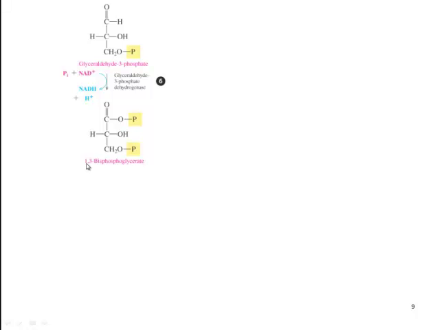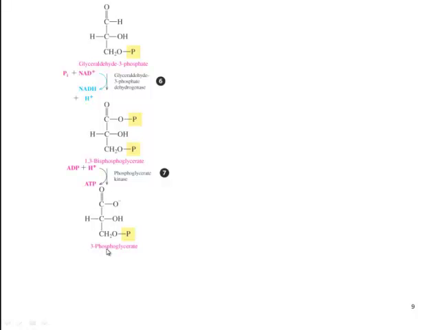The molecule that's generated then is 1,3-bisphosphoglycerate. So 2 phosphates is indicated by the bis-phospho part, and it's glycerate because of the 3-carbon backbone. We then very quickly, from this high energy molecule, can make another ATP molecule through a kinase. So remember, kinases are going to deal with ATPs and phosphates. So the first phosphate that we just added on can now be removed and used to generate an ATP.